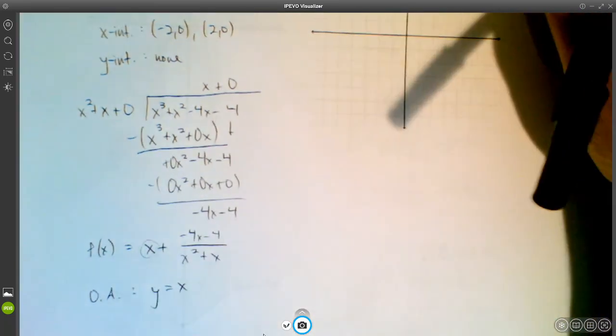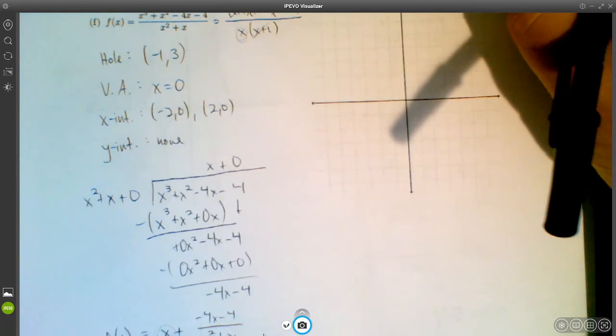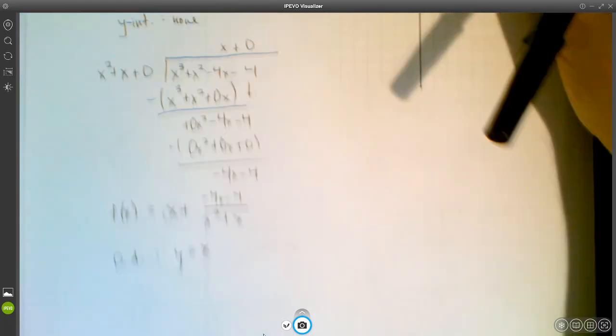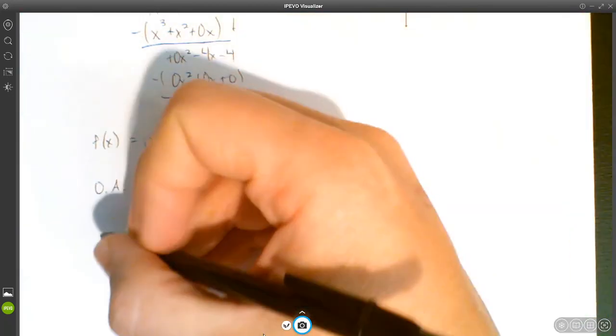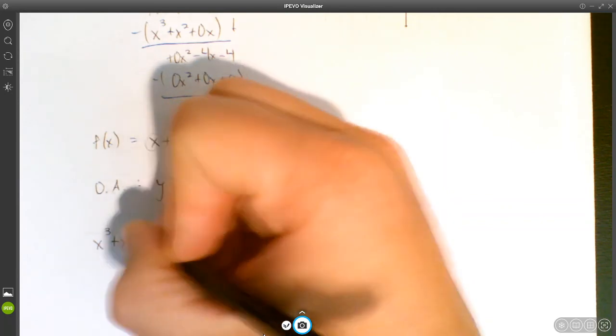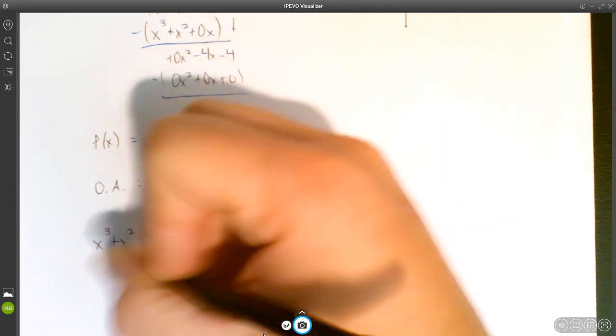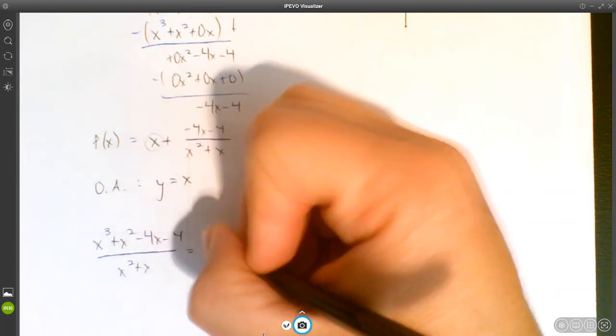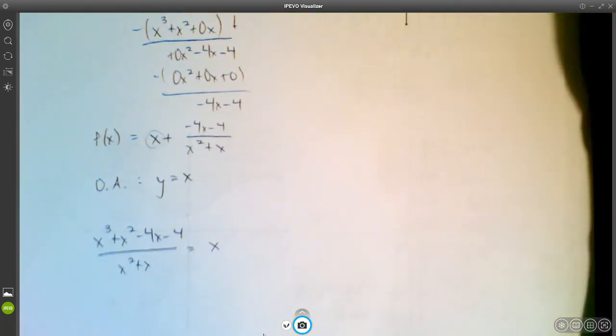Now, this is all good information. There's one more piece of information I need to know. I need to know if f will cross its oblique asymptote. So does f cross its oblique asymptote? Let's see. We're going to do x cubed plus x squared minus 4x minus 4 over x squared plus x equals x, and then solve for x, right?